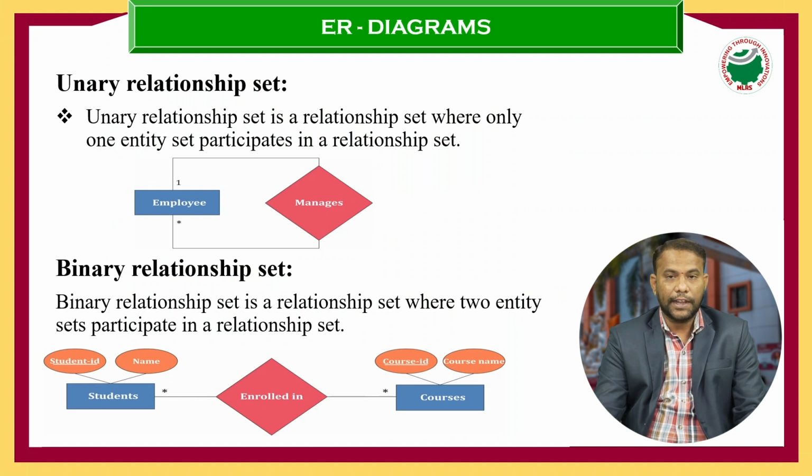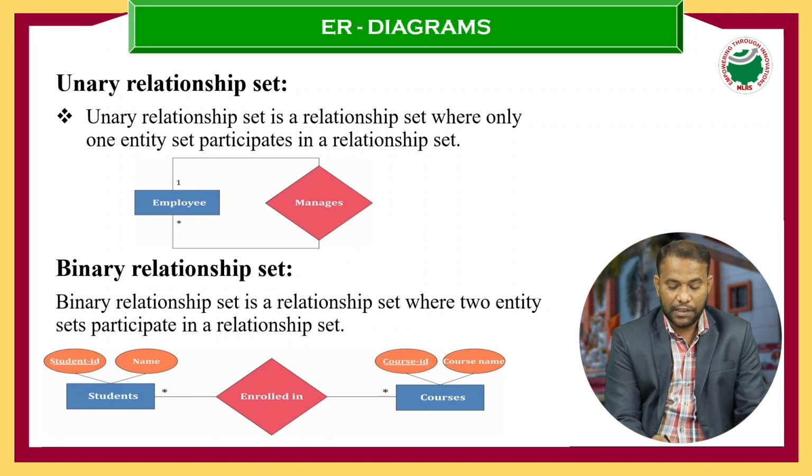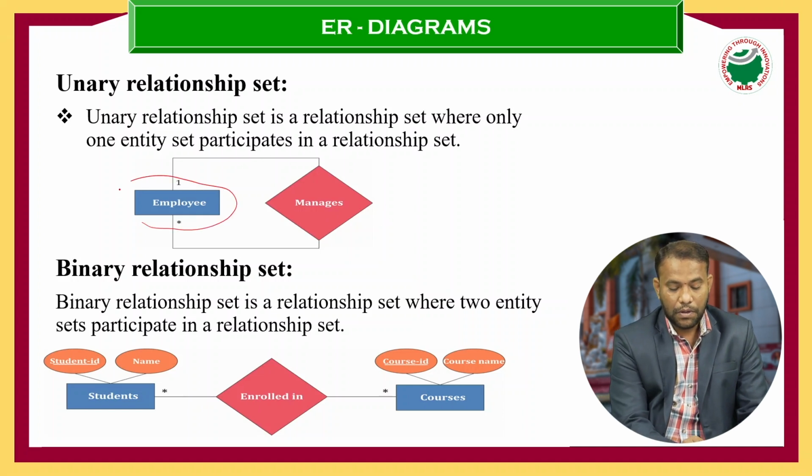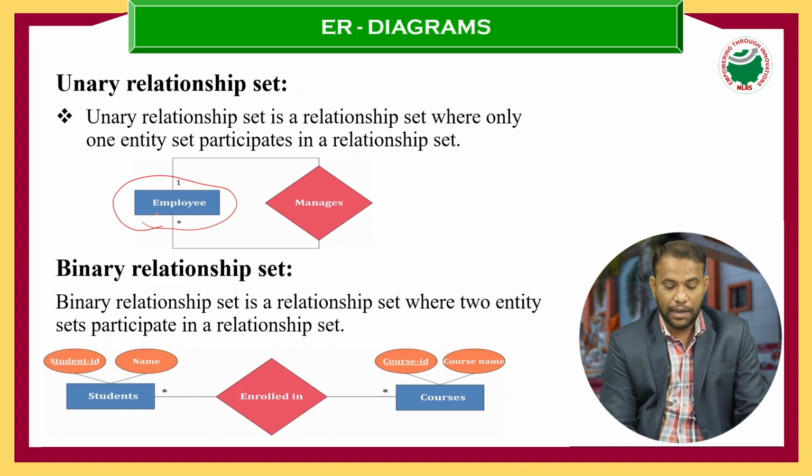First one, unary relationship set. A unary relationship set is a relationship where only one entity set participates in a relationship set. Okay. Suppose if you take this diagram, here we have one employee, which is a single entity having a relation to manage the employees. So manager manages the employees. Here we have only a single entity in the relationship. Then it is called a unary relationship set.